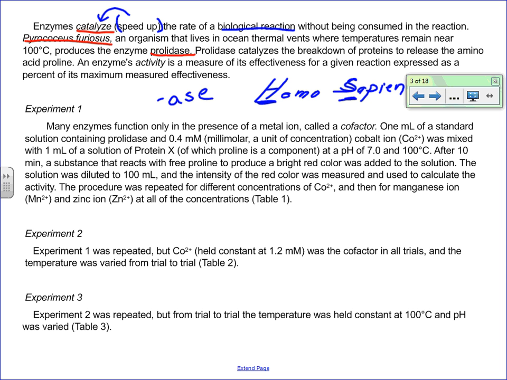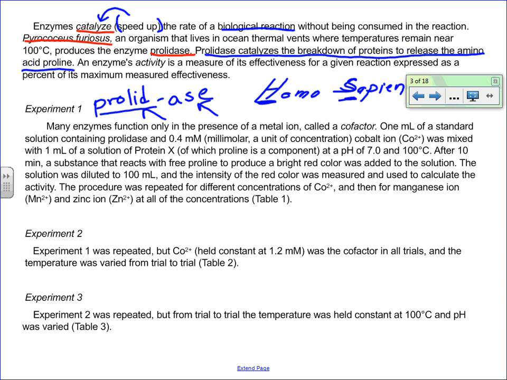You can then try to figure out what the start of the word is in order to figure out what that enzyme does. For example, this one is prolidase, and the prolid part refers to proline. So it's an enzyme because it ends in ase, and it makes proline because that's what it says on the front. So it's an enzyme that breaks down proteins to make proline, and you can see that right here. Prolidase catalyzes the breakdown of proteins to release the amino acid proline. Any questions about any of these vocabularies?